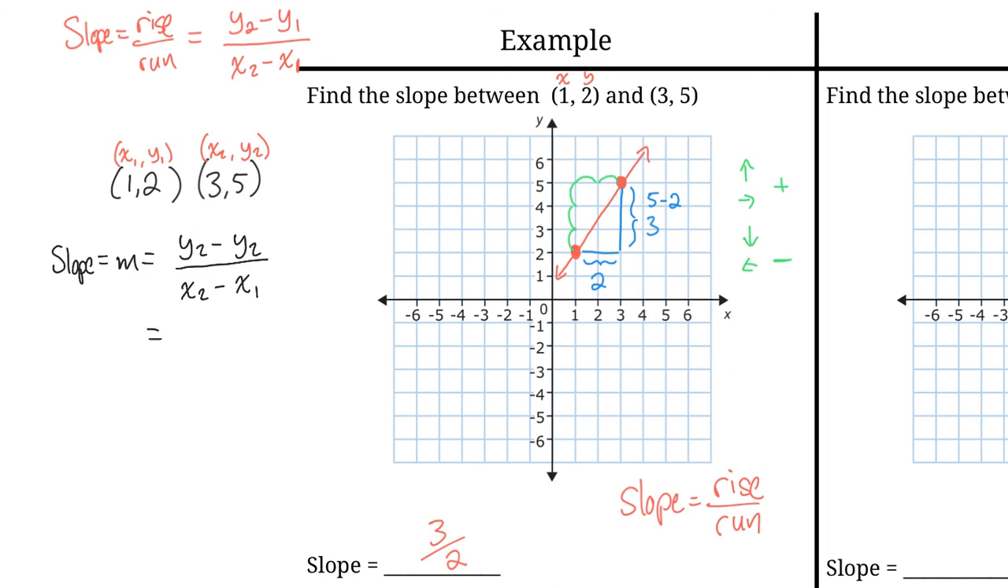Our y2 is 5, and we need to subtract our y1, which is 2, and that's going to be over our change in our x values, so x2 minus x1, and that's just 3 minus 1. And then we can do this calculation. If we do 5 minus 2, that's 3, and 3 minus 1 is 2. And that was just our slope. So that was just 3 different ways to find your slope.